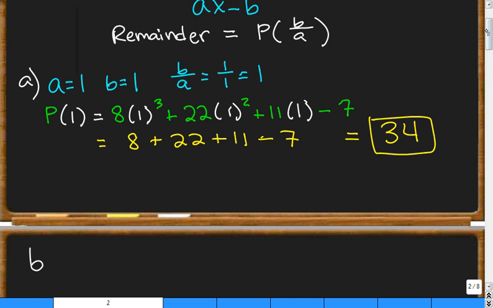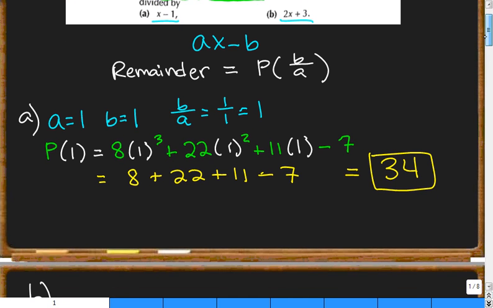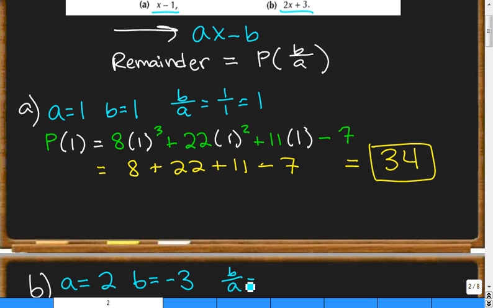Okay, so for part B, we had 2x plus 3. Well, since we have to use this form here, we're going to have that A is going to be 2. Now B is going to be negative 3. Okay, so from here, we have that B divided by A is going to be negative 3 halves. So this is the number that we need to use.